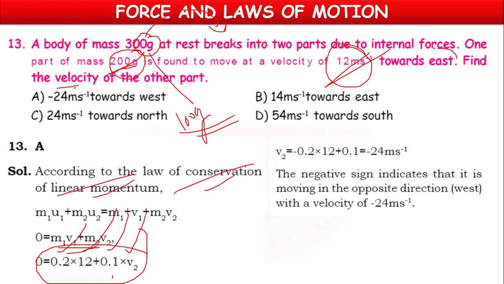Suppose east direction. If we take this velocity as negative direction, then if one particle moves towards east, the other particle will move in the opposite direction, towards west. If east direction we take as negative, west direction will be positive.